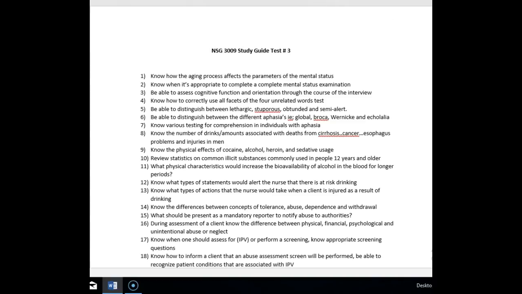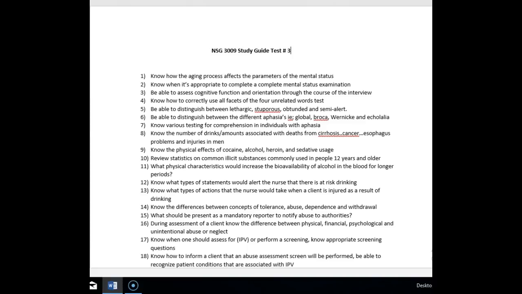What types of... let me see. Oops. Oh, that's question number 17. Know when one should assess for IPV or perform a screening, and know appropriate screening questions. Basically, many healthcare workers tend to feel that there has to be some type of proof before they need to notify or suspect abuse can occur.